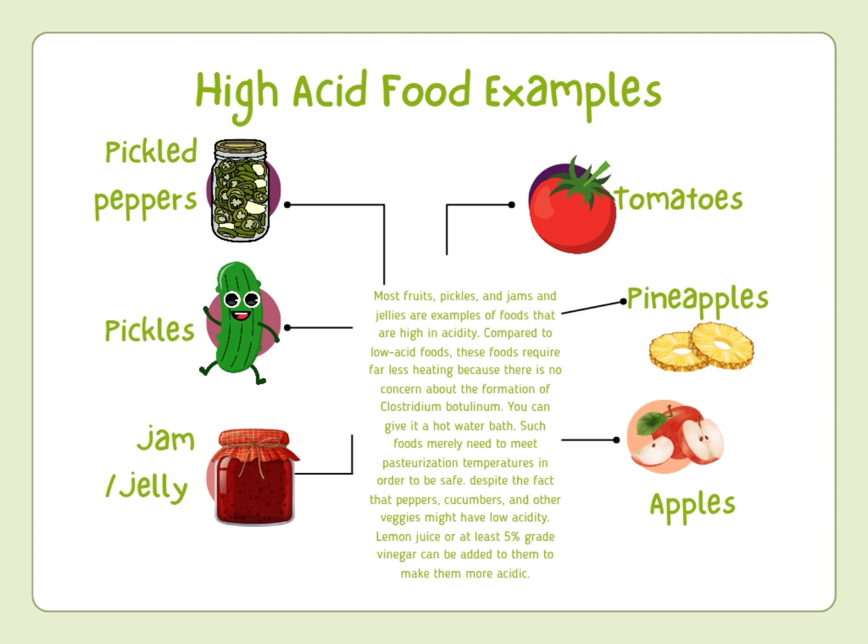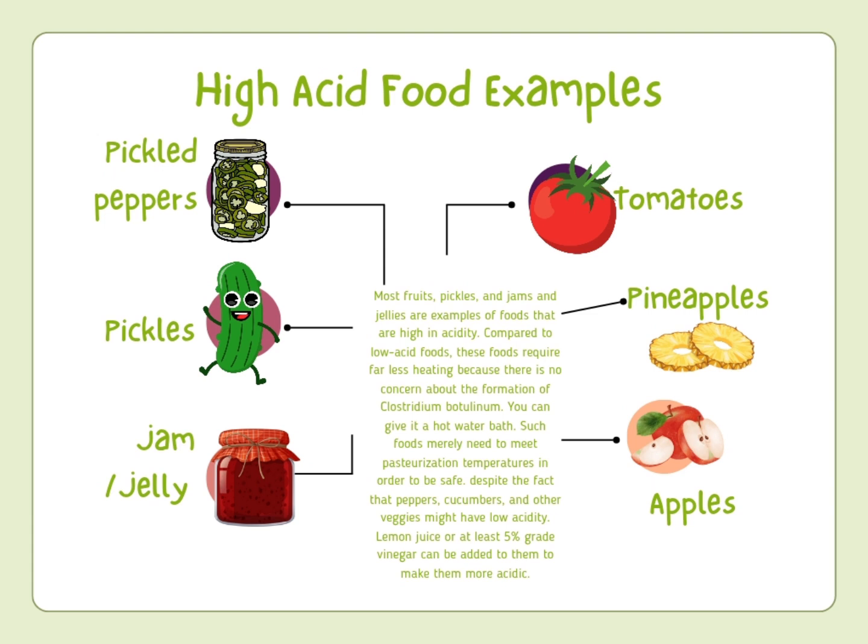Next, we will discuss high acid food examples: pickled peppers, pickles, jam, jelly, tomatoes, pineapples, and apples. Most fruits, pickles, and jams and jellies are examples of foods that are high in acidity. Compared to low acid foods, these foods require far less heating because there is no concern about the formation of C. botulinum. You can give it a hot water bath when you have these foods. You really just need to meet the pasteurization temperature standards to make them safe.